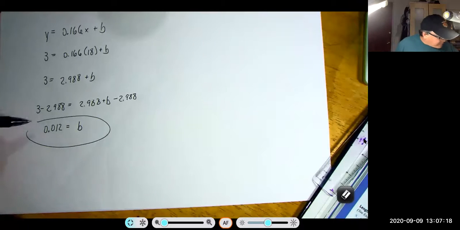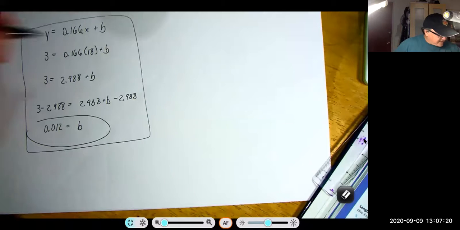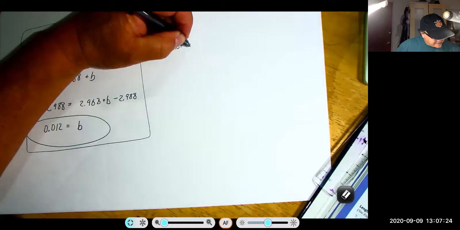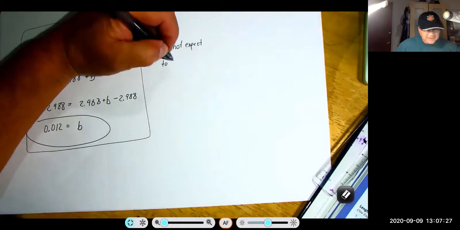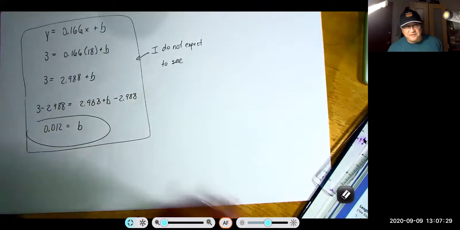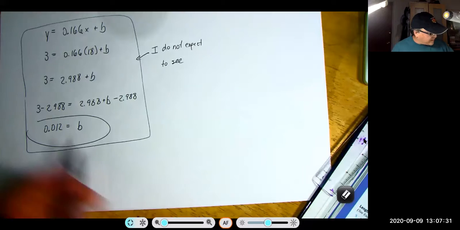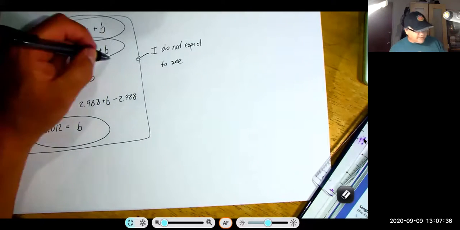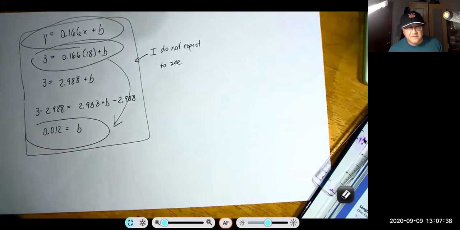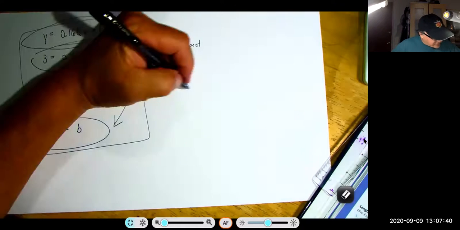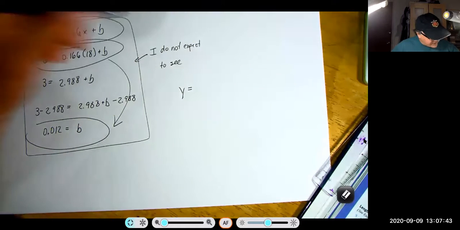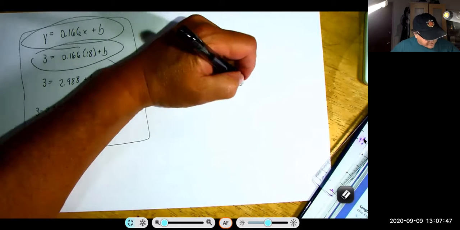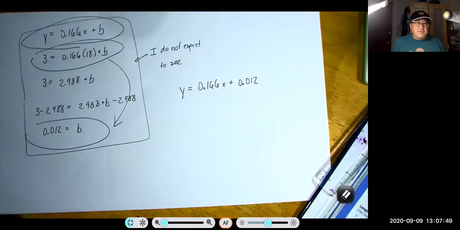Now, this type of work, I do not expect to see. This is not a math class, okay? So if you start here and then you plug these numbers in and you jump straight to here, I'm fine. Okay, so now we get the formula looks like y is equal to 0.166x plus 0.012.